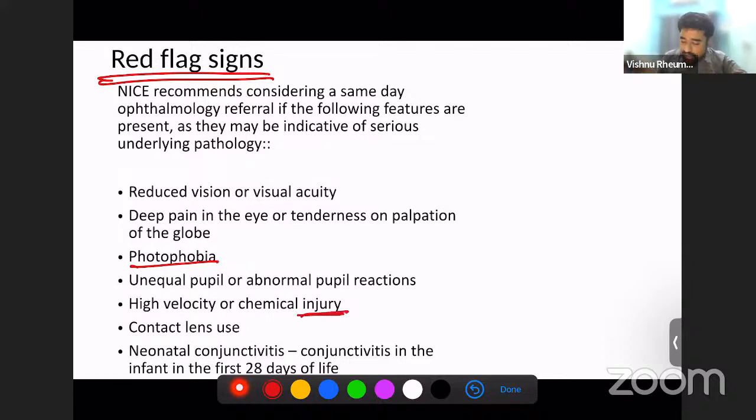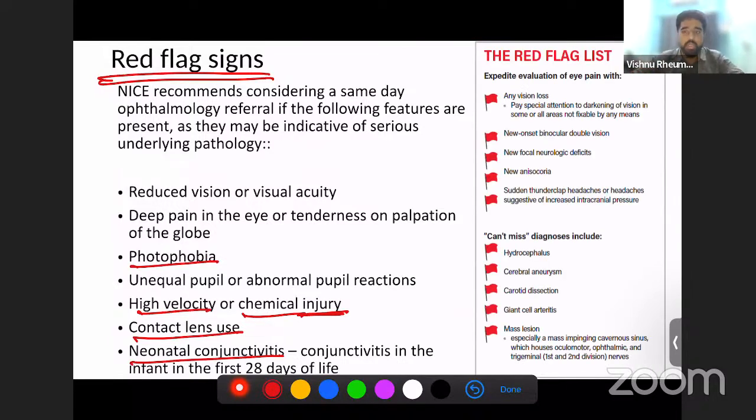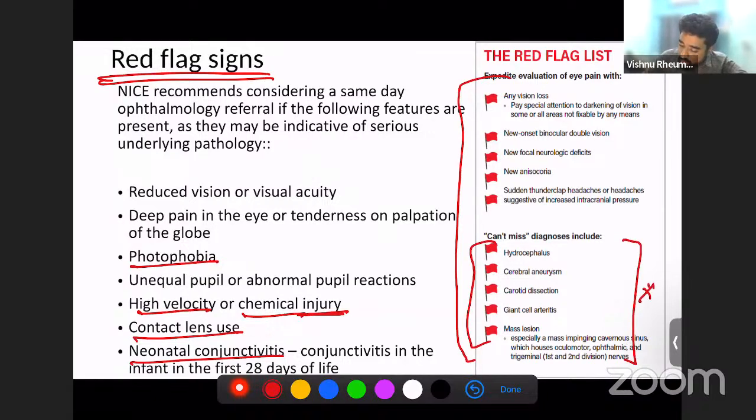Then there are injuries, whether it be high velocity physical injury or chemical injury, contact lens use, again because of severe, sinister conjunctivitis that can happen here, neonatal conjunctivitis. All of these will be referred to an ophthalmologist. Again, these are more or less the same things that you can pause and go through as well. So these are other medicinal complications that you should also know.